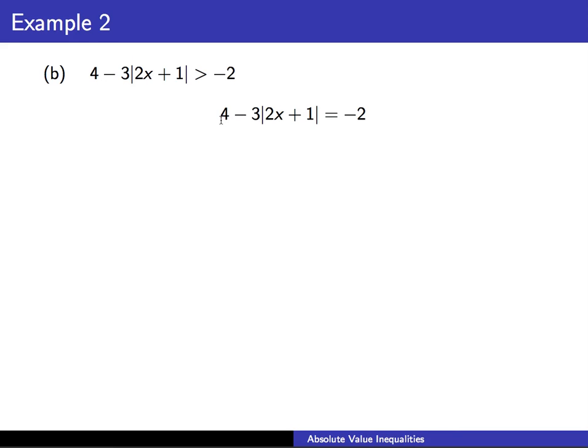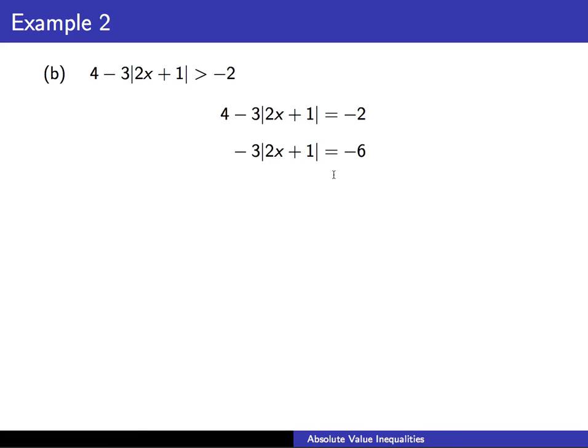Now in this problem, the absolute value expression is not by itself. It's got this 4 that is being added and a negative 3 that's being multiplied by. So we've got to clean it up a little bit on the left-hand side. First up, we subtract 4 from both sides, and we get negative 2 minus 4 is negative 6. So we have negative 3 times absolute value of 2x plus 1 equals negative 6.